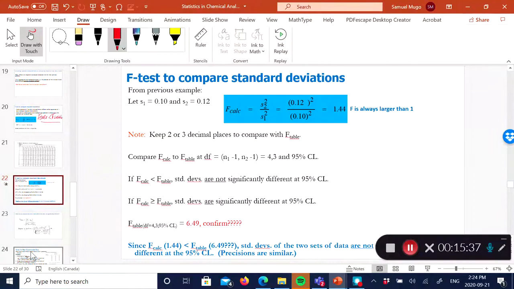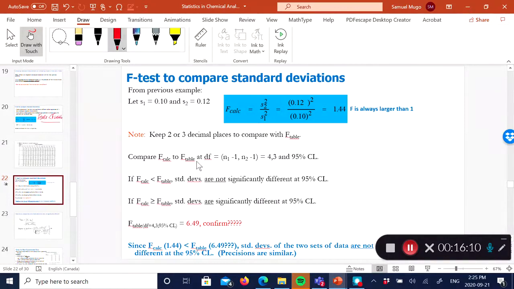So maybe I give you a set of data here from the previous example. S1 from the previous example was 0.1. The method 2, on the other hand, had an absolute standard deviation of 0.12. So you put it into the equation, the F calculated. As I say, the numerator has to be the bigger number. So the 0.12 divided by the 0.10, and so here you get 1.44 as the F that you calculated.